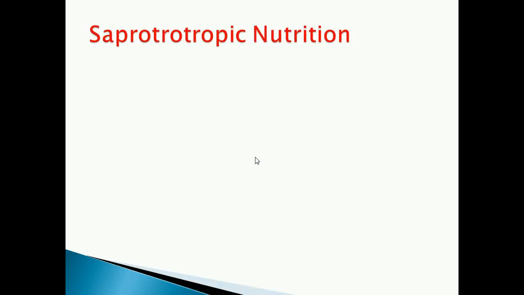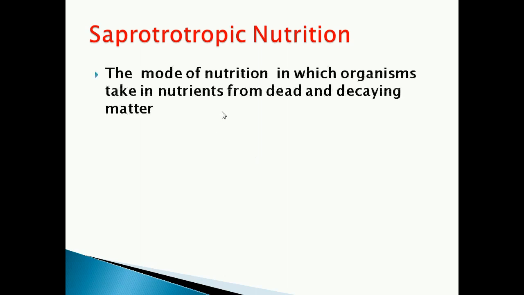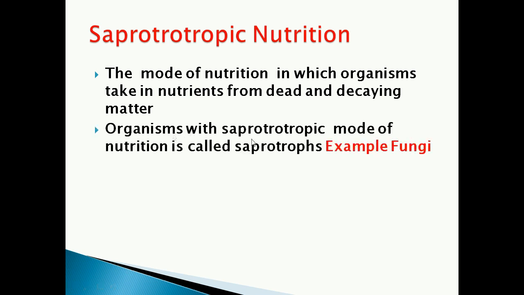Now we can see saprotrophic nutrition. So what is meant by saprotrophic nutrition? The mode of nutrition in which organisms take in nutrients from dead and decaying matter. Okay, so these organisms will take nutrients from the dead and decaying matter. Organisms with saprotrophic mode of nutrition are called saprotrophs. So the organisms which take nutrients from dead and decaying matter are called what? Saprotrophs. Examples for saprotrophs are fungi.